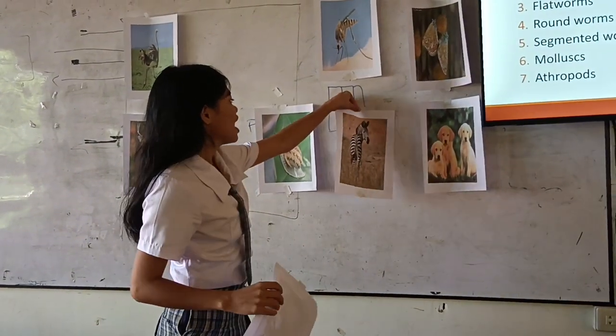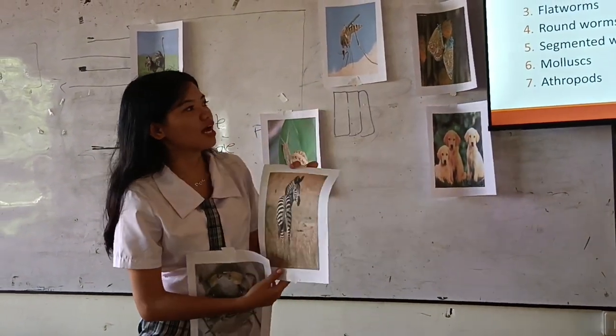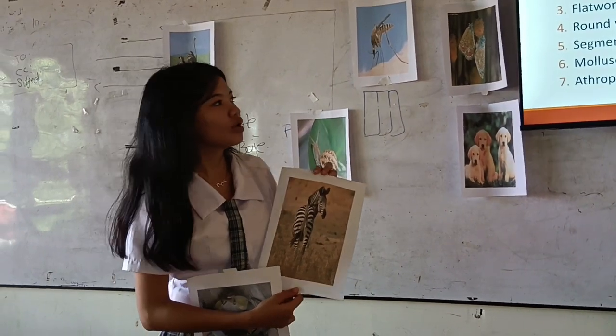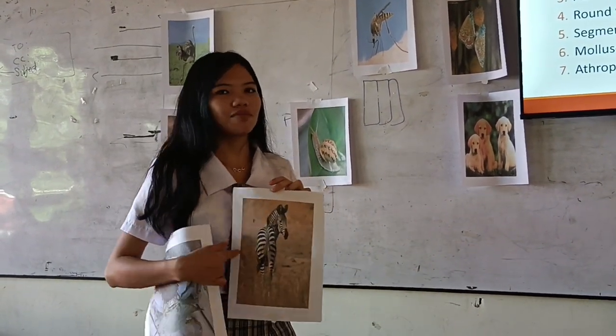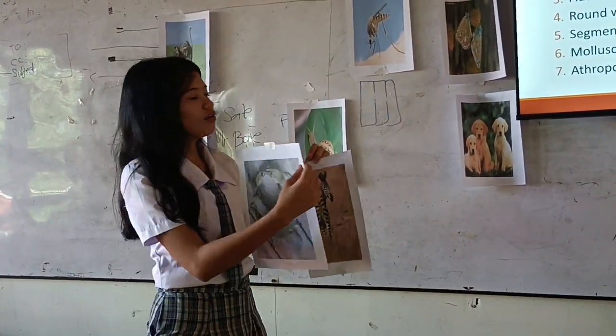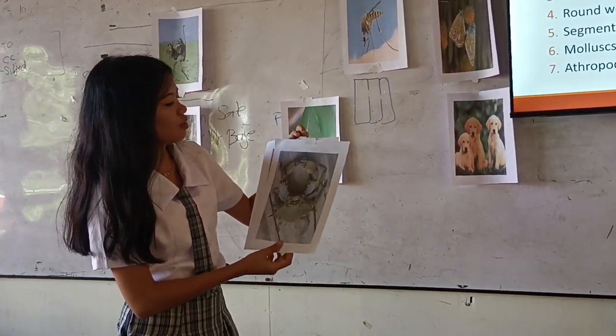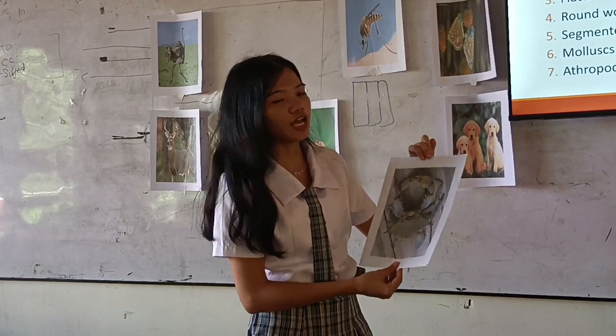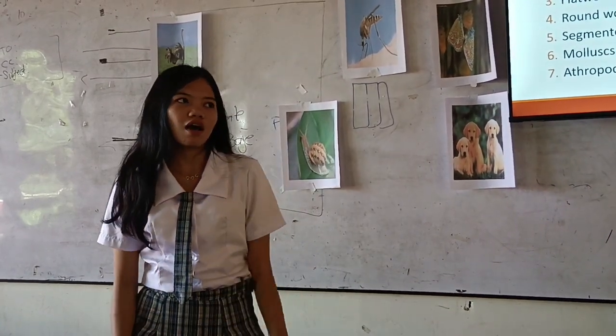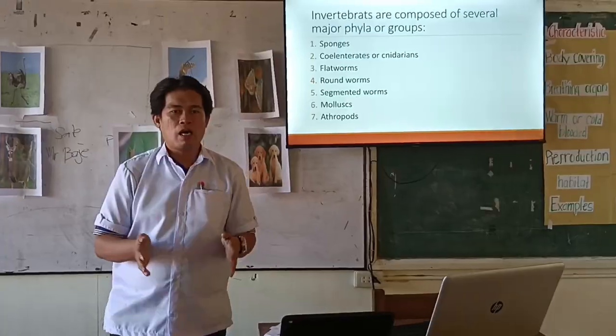So, I choose zebras. Zebras belong to vertebrates because they give birth, and then for invertebrates, I choose crab. So for me, we have to take care of them because they are part of it.